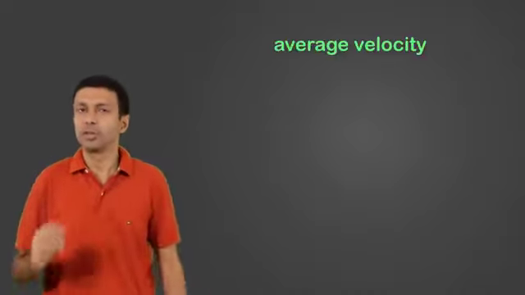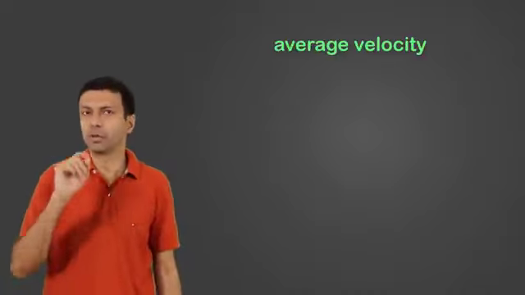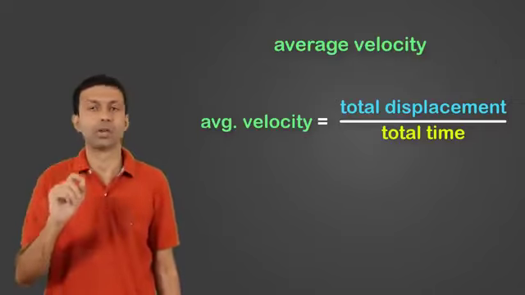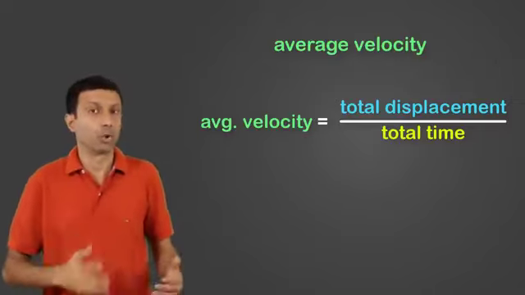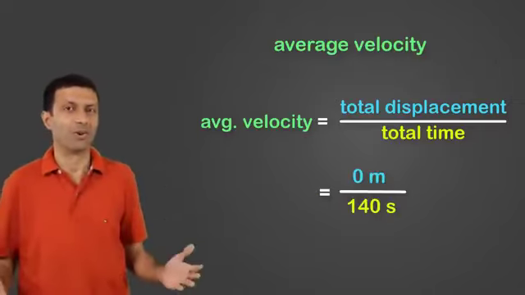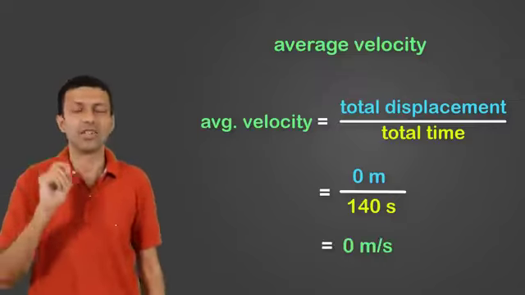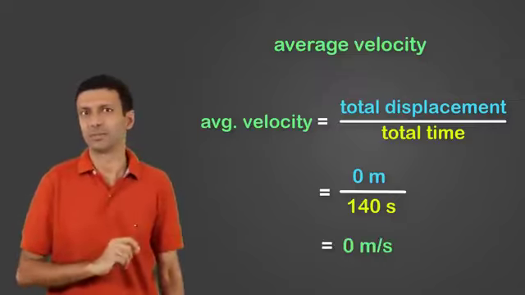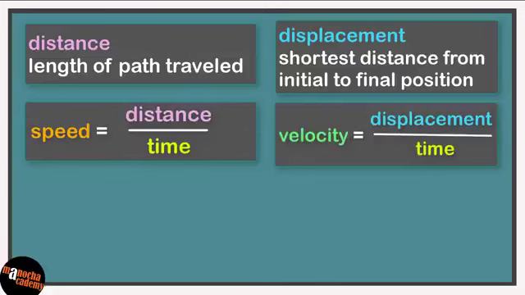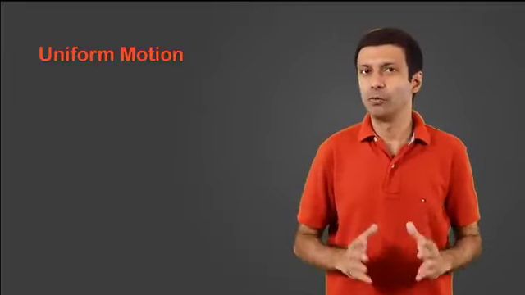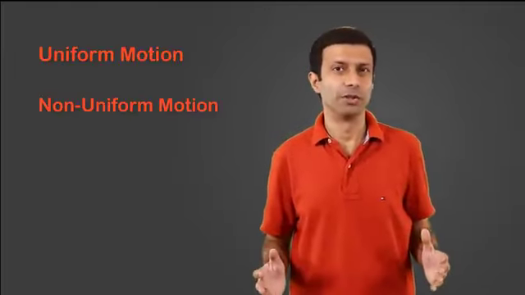Now let's look at average velocity. So similarly, it has a formula of total displacement by total time. But the total displacement here is 0. So that's right, your average velocity is 0 meters per second. Let's put speed and velocity on our concept board. Now let's talk about uniform and non-uniform motion.